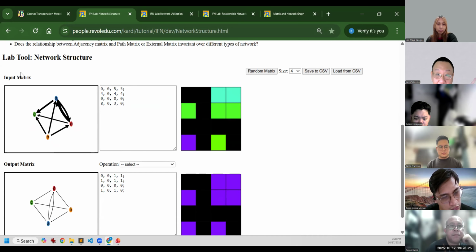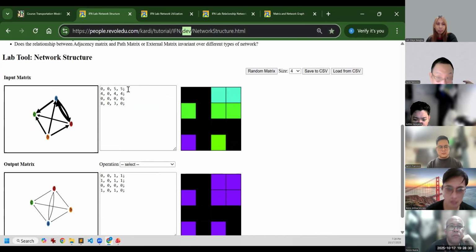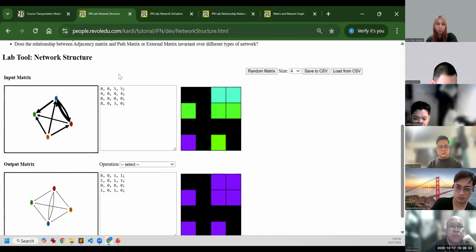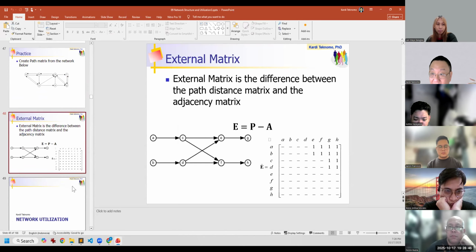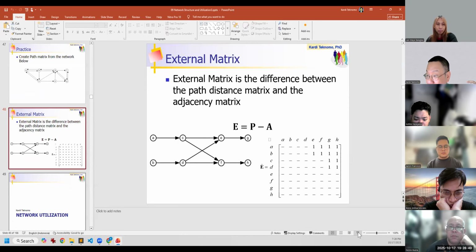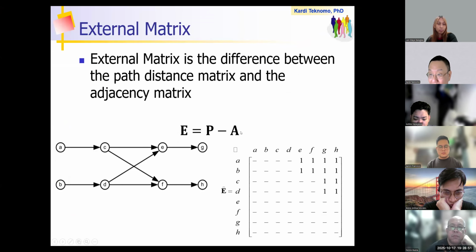So this is talking about network structure. The lab is still under development, meaning not yet full. Clear? So you have the path matrix, the adjacency matrix and so on. From there you can get the external matrix. That is subtraction only, right? The path matrix minus the adjacency matrix, so you get the external matrix. That's the first part. Network structure is the first part.